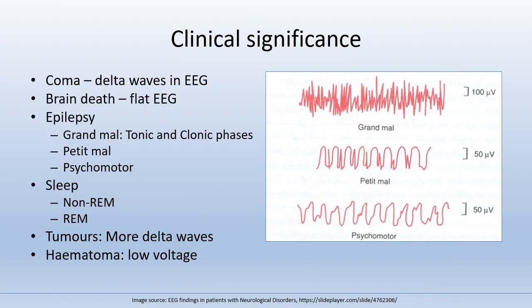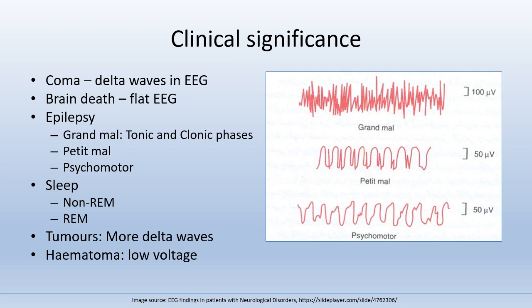EEG can give us good information in certain diseases. In coma, delta wave pattern is recorded. Other waves are usually not recorded. In brain death, we get a flat EEG. This indicates that even though the person might be on life support and is virtually alive, he is in a vegetative state. Then we have other disease conditions like, for example, epilepsy.